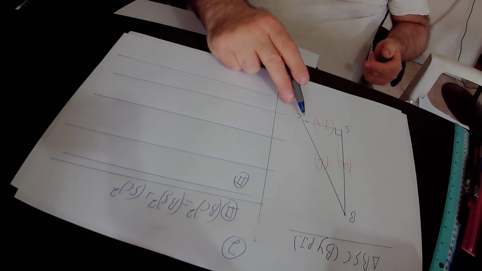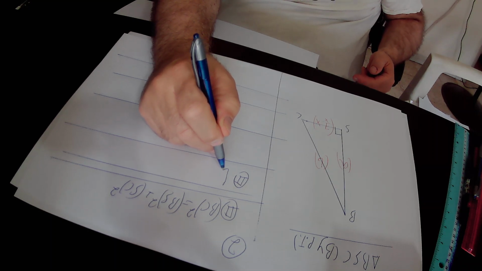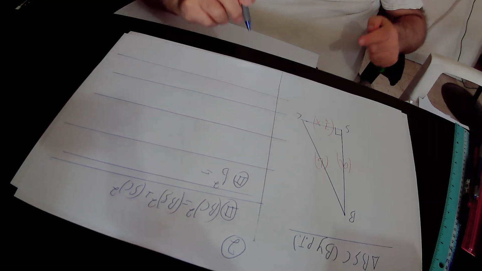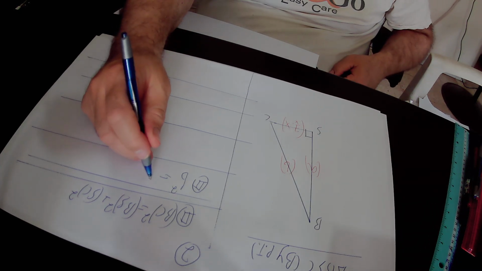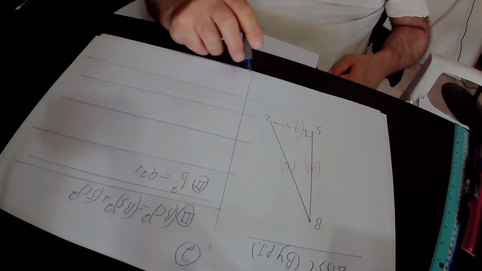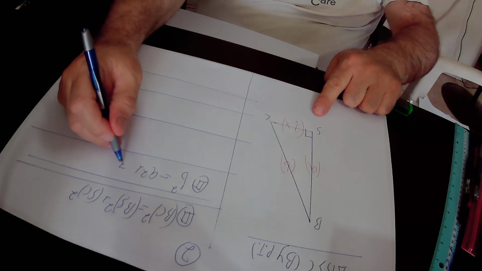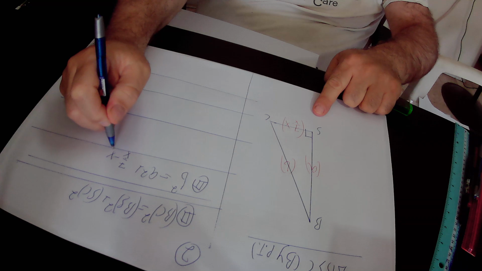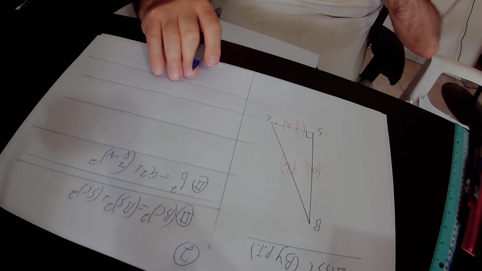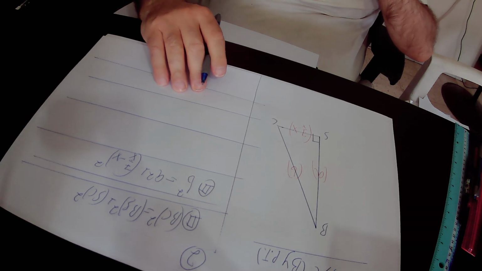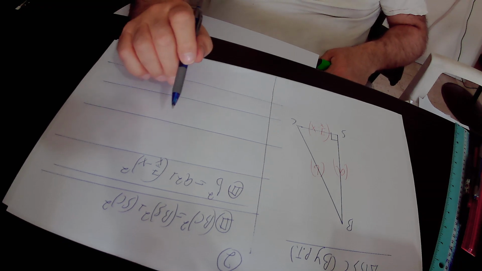BC is B, therefore BC square is B square. And it equals BS square. BS is A, therefore BS square is A square, plus SC square. SC equals 7 over X minus X, and therefore SC square equals 7 over X minus X, squared. So in conclusion, according to equation 2, B square equals A square plus 7 over X minus X, squared.